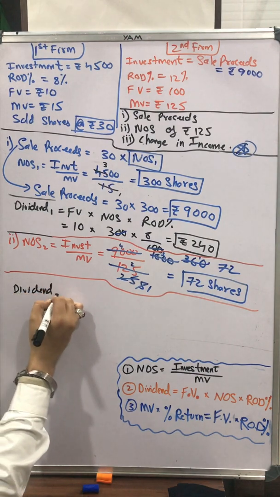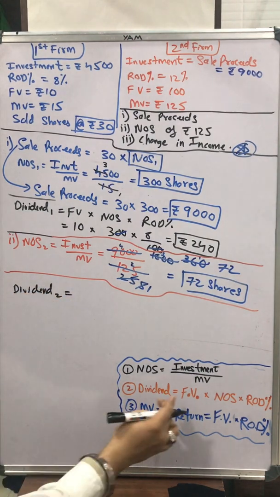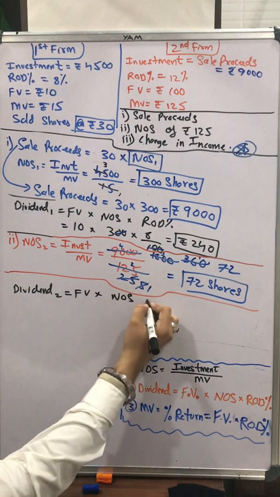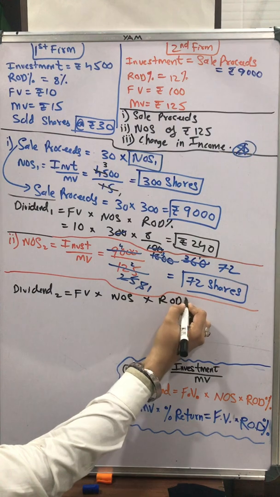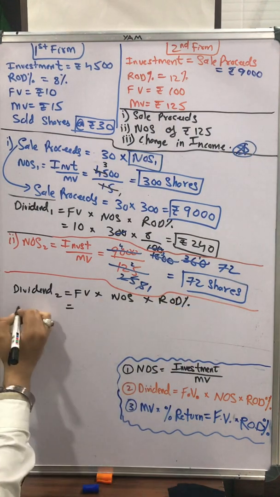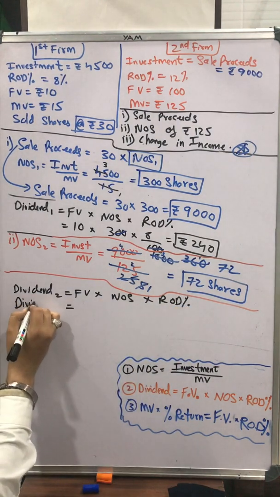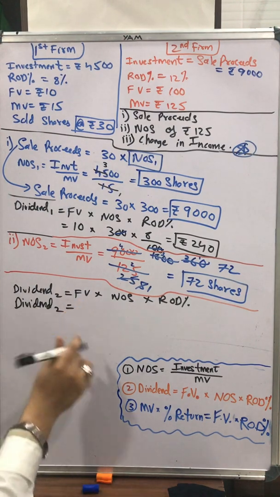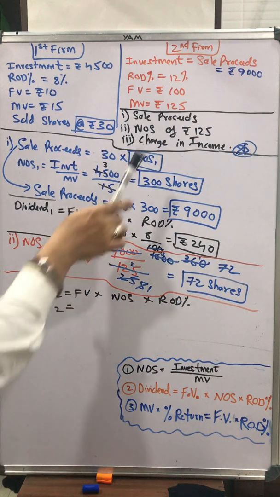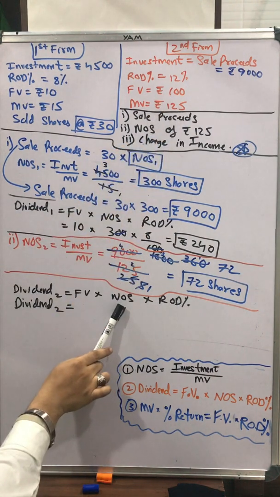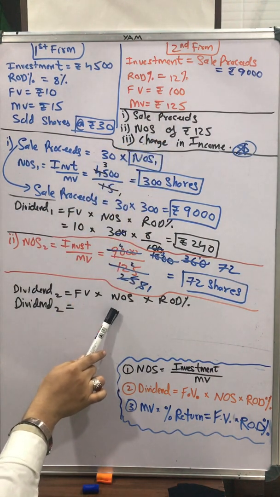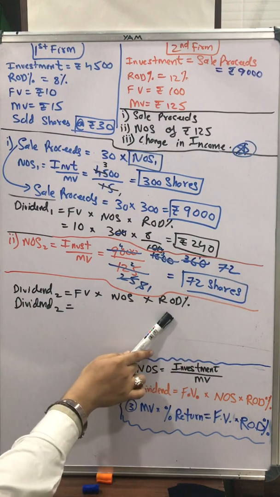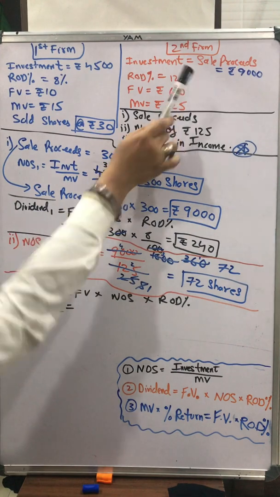Dividend for the second firm. The formula for dividend is face value multiplied by number of shares multiplied by rate of dividend percentage. So dividend of the second firm, face value. Do you have face value for the second firm? Yes, rupees 100. Number of shares for the second firm? Yes, 72 shares, we just calculated. Rate of dividend for the second firm? Yes, 12% is given to us.